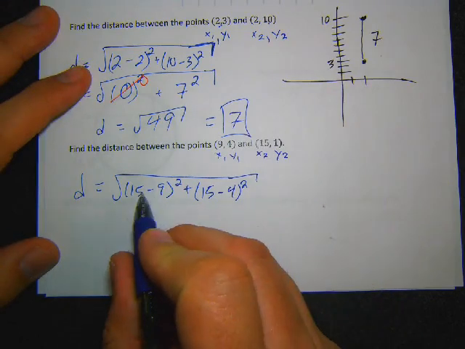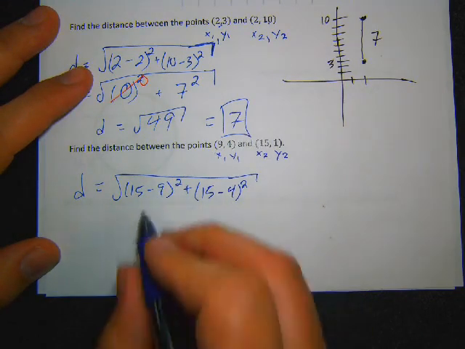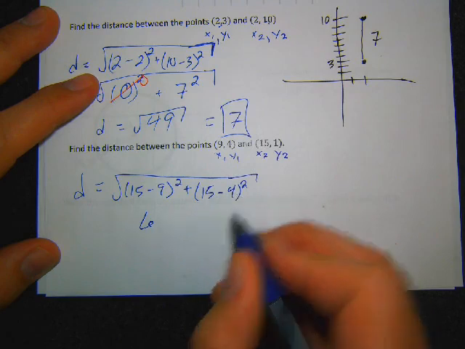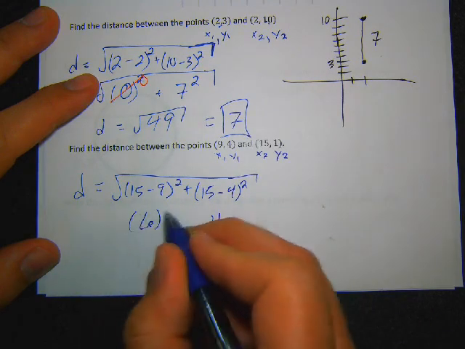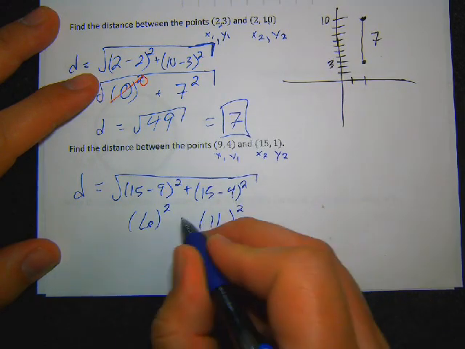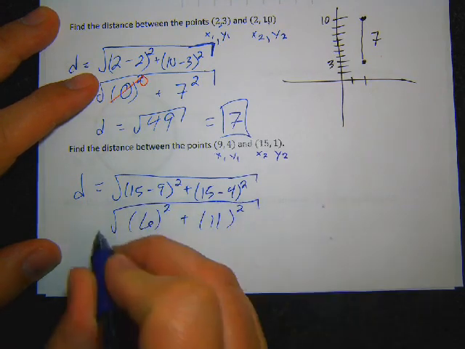Okay, so I'm going to subtract first, like always. So I'm going to subtract these two. 15 minus 9 gives me 6. 15 minus 4 gives me 11. Both of those are still squared, so I'm going to square them. And still the square root on there.